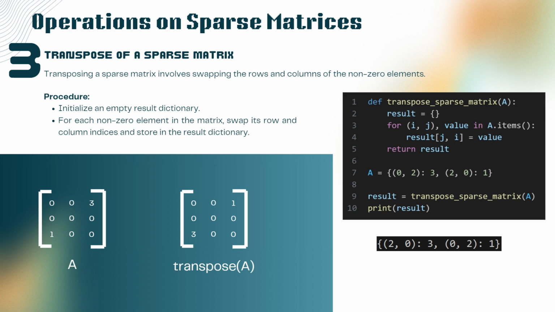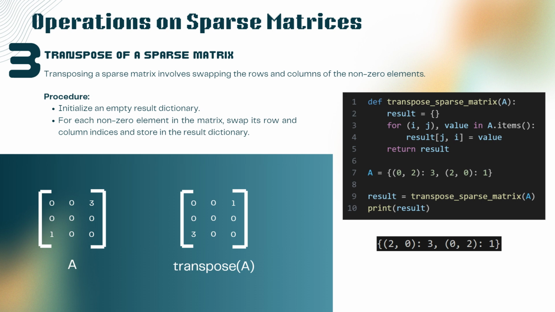Transpose of a sparse matrix. Transposing a sparse matrix involves swapping the rows and columns of the non-zero elements. Procedure for this. Initialize an empty result dictionary. For each non-zero element in the matrix, swap its row and column indices and store in the resultant dictionary.